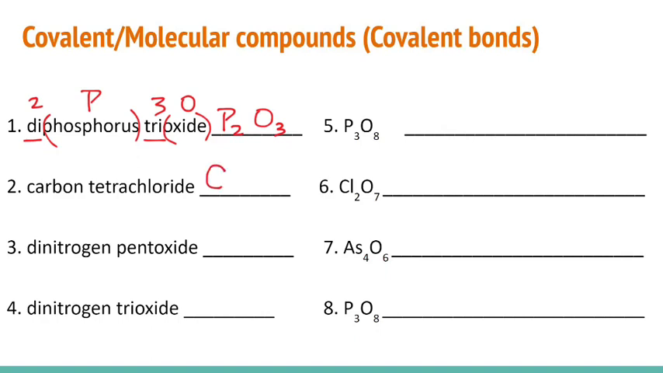Carbon is C. Tetrachloride means I have chlorine, and it has 4 there because tetra does mean 4. Dinitrogen means I have 2 nitrogens. Pentoxide, notice they dropped that vowel there. It's not pentaoxide. So we do have oxygen there, and penta means we have 5 of them. Very similar name in number 4, dinitrogen means we're still starting with 2 nitrogens. Then trioxide is going to have 3 oxygens there.